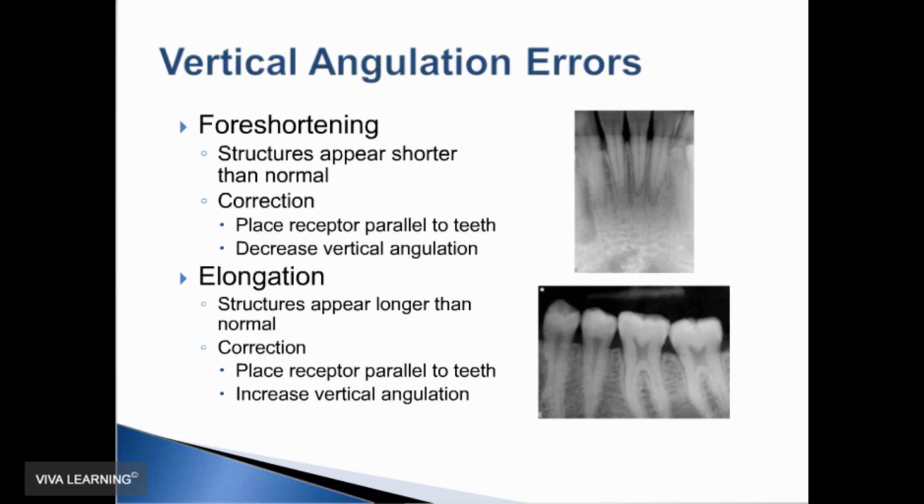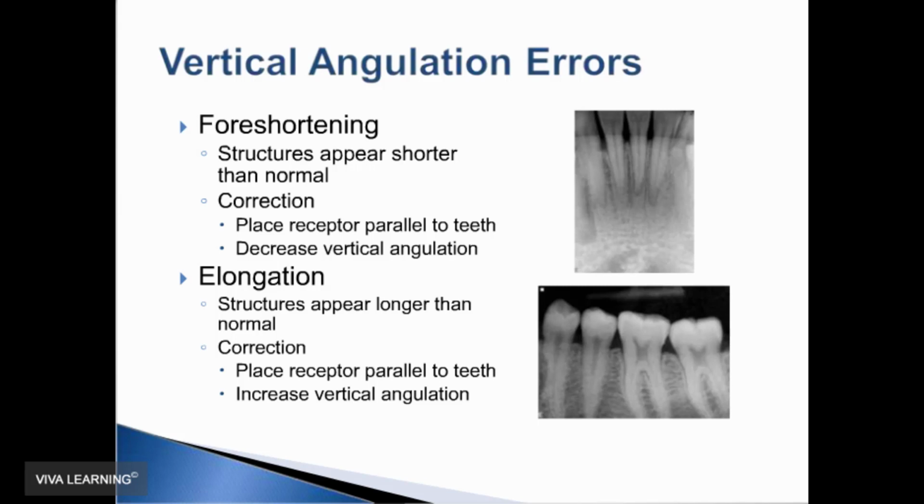With vertical angulation errors, we have the 2 choices here: foreshortened images or elongation. If you're using a paralleling device, I find that elongation isn't as common as foreshortening. And this is because often the receptor is angular and not parallel to the tooth, resulting in too great of a vertical angulation. This will cut off the crowns and shorten the length of the tooth structures.